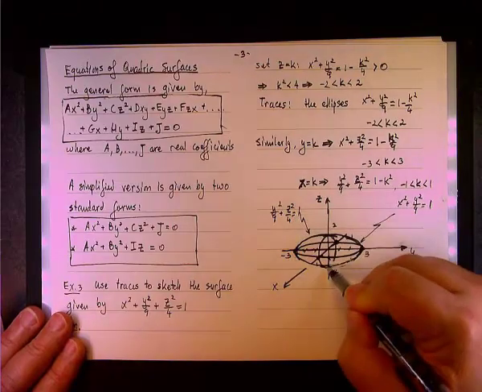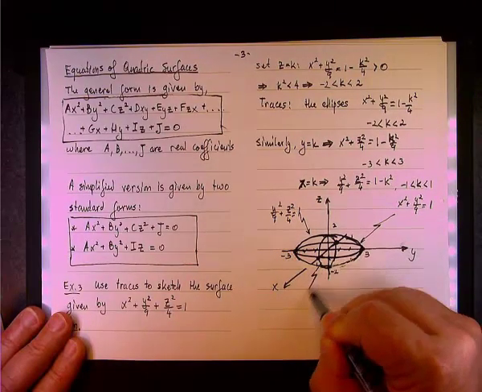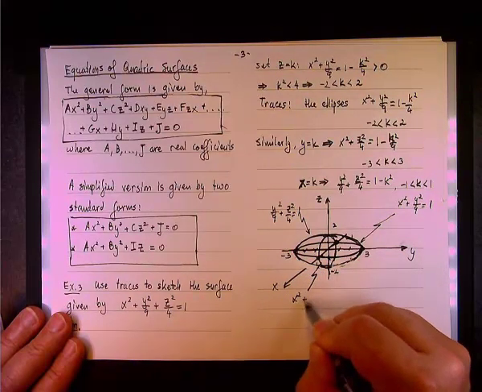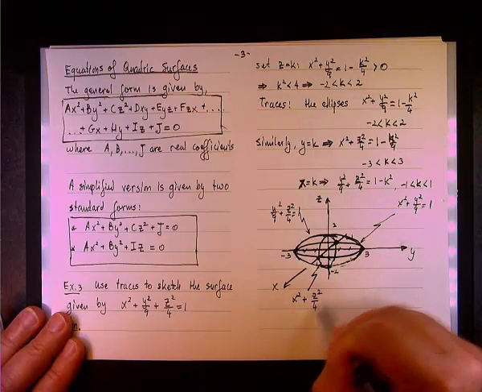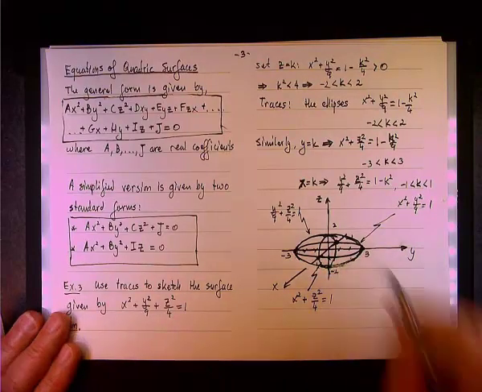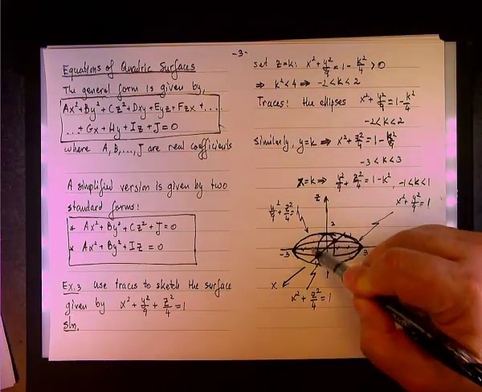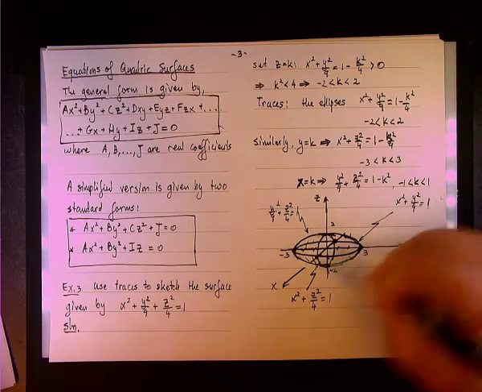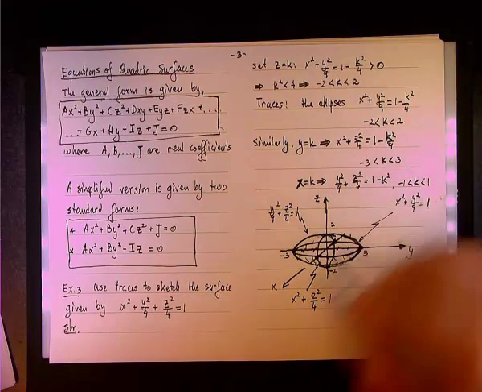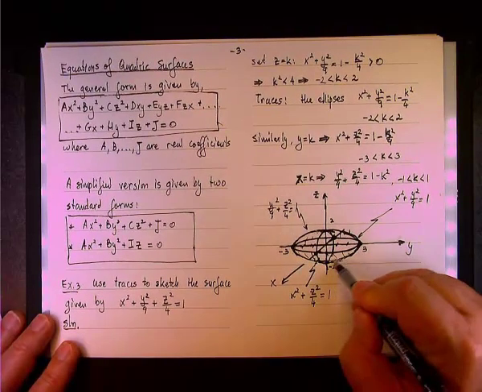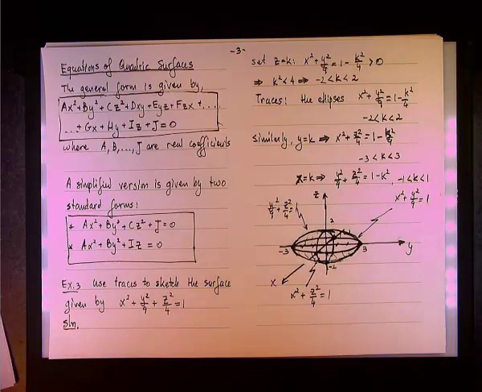So, this one is y squared over 9 plus z squared over 4 equals 1. And this one is x squared plus z squared over 4 equals 1. Okay. Now, of course, you may have more traces right here. Okay.